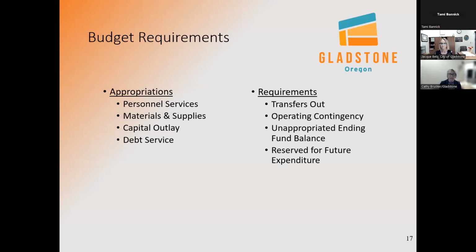Budget requirements. All department expenditures are categorized into these object classifications: personnel-related costs, operating costs, infrastructure, vehicles and equipment, and repayment of debt. Then further, we have transfers out, payments to other funds for services, and operating contingencies such as, for example, a rainy day fund for unforeseen needs.